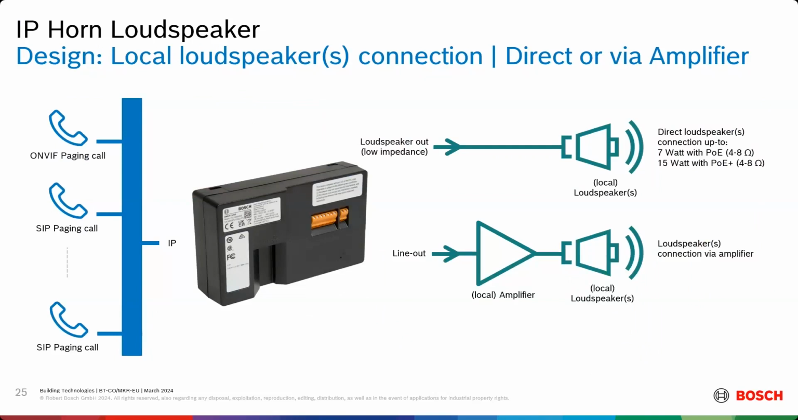The line out of the amplifier module is parallel to the loudspeaker output, except you set a manual routing. So if you are calling the module via SIP or ONVIF, it can be routed either to the low impedance output or to the line output and then using a local amplifier. So both is possible.